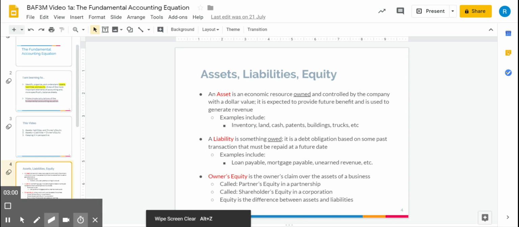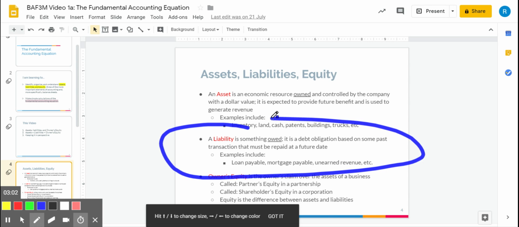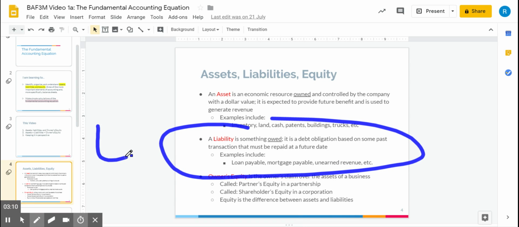So assets are there. Liabilities is next. A liability is super simple to understand. A liability is just something that our business owes. Similarly, we have to regularly list off our liabilities, and we'll always have a good ongoing record of all the different debts that a business has. A liability is simply a debt obligation based on some past transaction that the business has done that has to be repaid at a later date. So just think about it as debt.